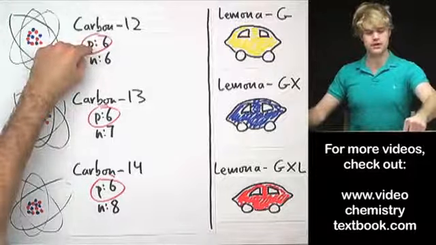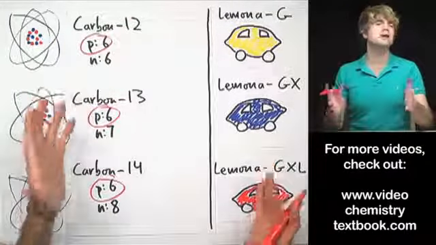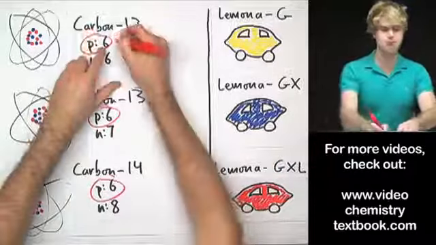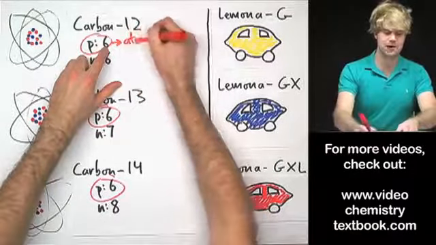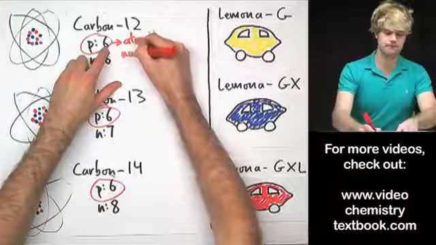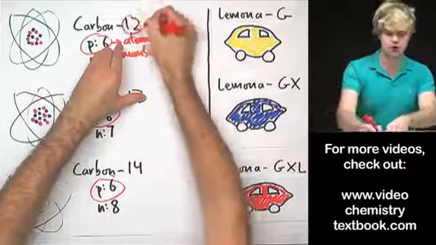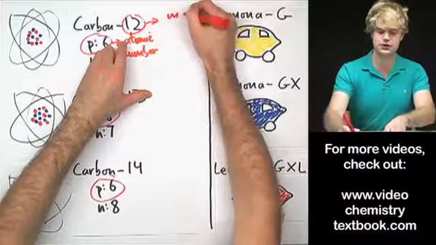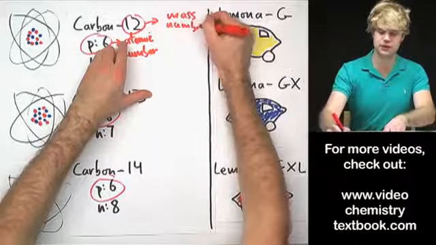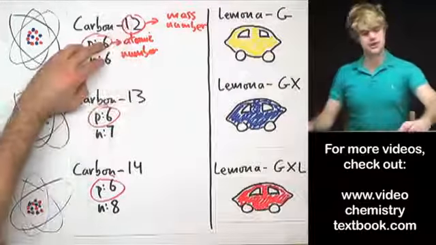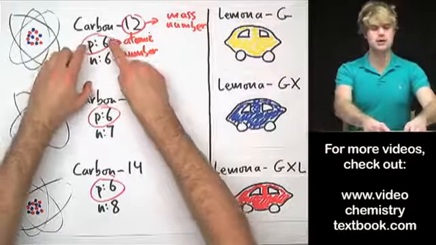So look at how I wrote this. I've got carbon-12, carbon-13, carbon-14 up here. I want to take a minute and talk about the numbers. The number of protons in the nucleus, we call that the atomic number. You may already know that. And then carbon-12, this 12 that I've written here, refers to a different number, and we call that the mass number. The mass number, as you'll see, is the number of protons plus the number of neutrons.